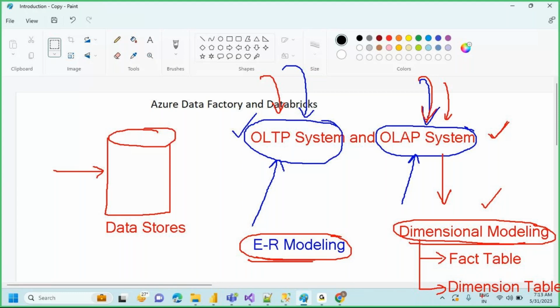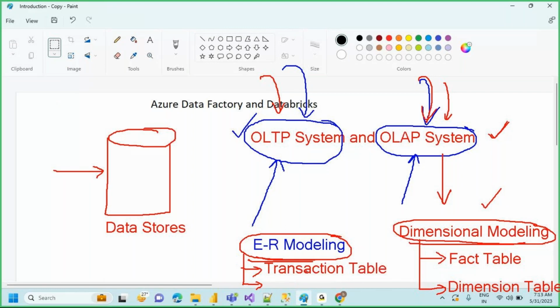Now, when it comes to the data source, what type of tables are we going to have? This is the data source for your OLAP system. The OLTP system is the source for your OLAP system. The fact table, you can call it the same kind of table we have in the OLTP system, that is the transaction table.